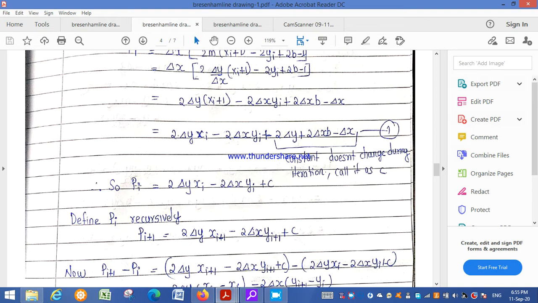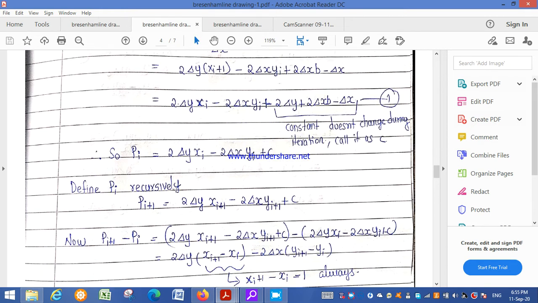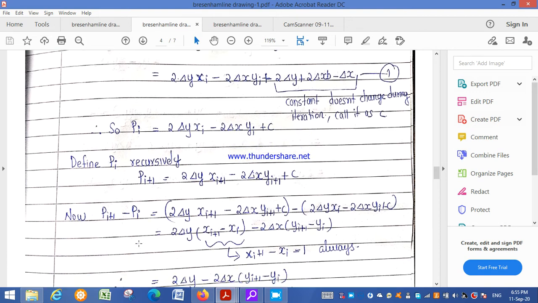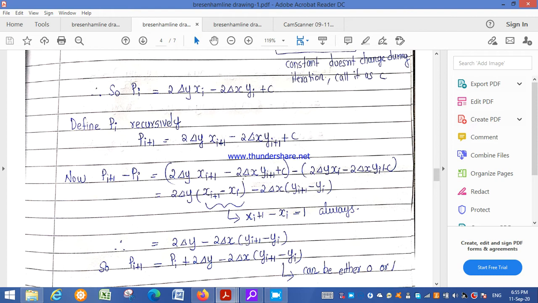So for mathematical convenience, we define pi recursively. That is, we can write pi plus 1. So pi is this, then pi plus 1 we can write with the help of this equation as 2 delta y xi plus 1 minus 2 delta x yi plus c. Okay. Now we subtract: pi plus 1 minus pi. That is, pi plus 1 is this one and pi is this. So pi plus 1 minus pi is as follows, and we again simplify it.